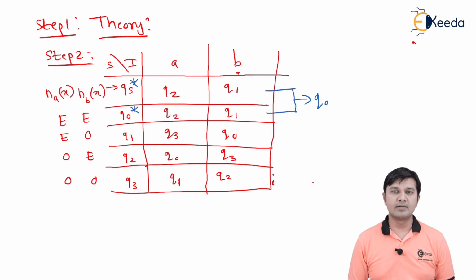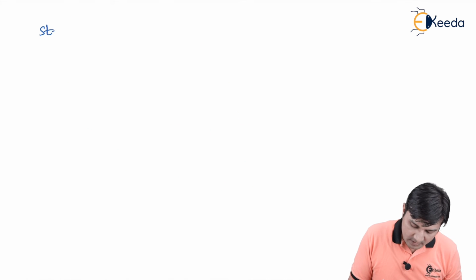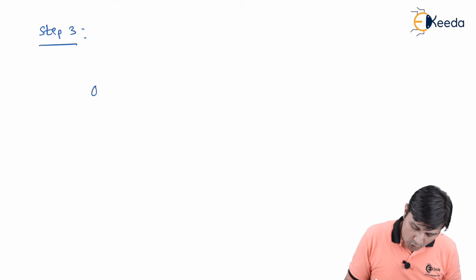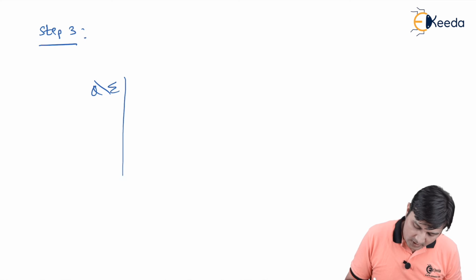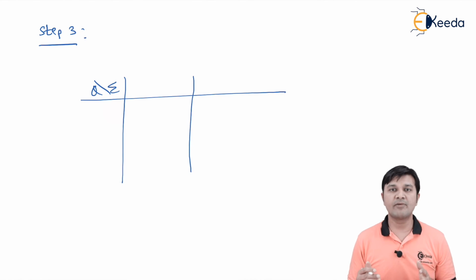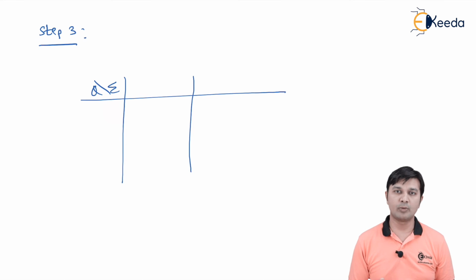So let's get started. My step 3 says you write Q cross summation. Why Q cross summation? Because now I am not constructing my finite state machine. Now I am converting this machine to my deterministic finite automata.